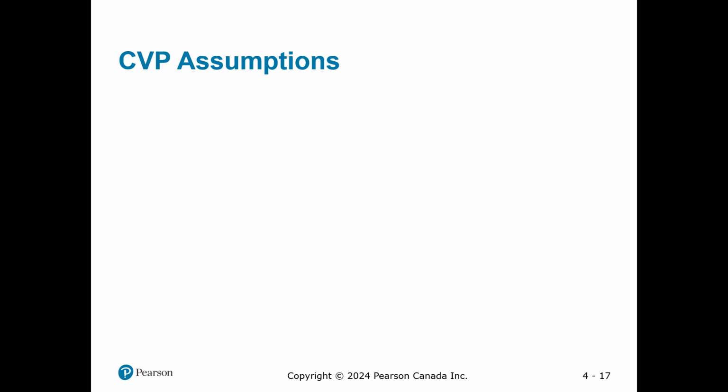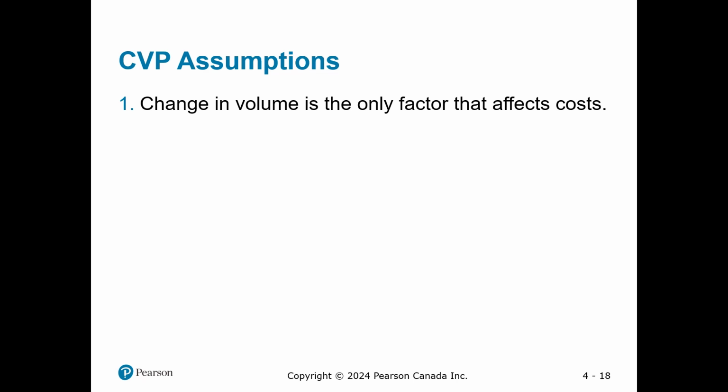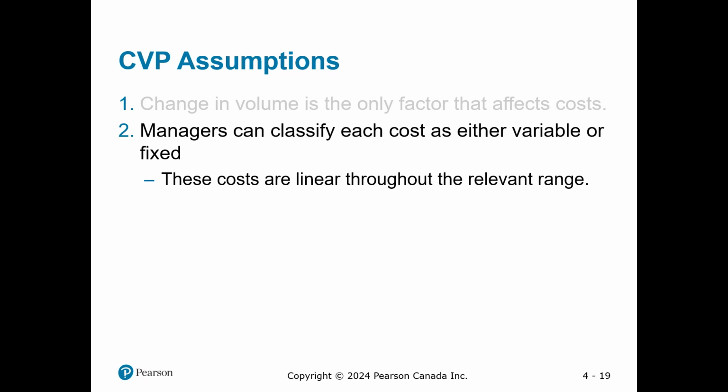Now, what assumptions do we make about CVP analysis? First, that the change in the level of activity is the only thing that affects costs. We know that's not actually true in real life. Multiple things can affect costs, such as changes in demand. But we assume that only volume changes cost. Otherwise, costs are constant. We also assume that we can classify all costs as either variable or fixed, and that they're linear through the relevant range.